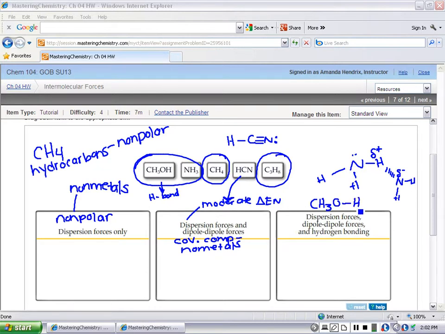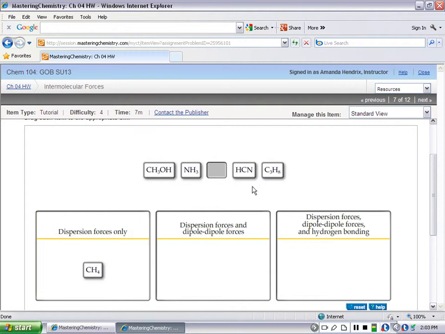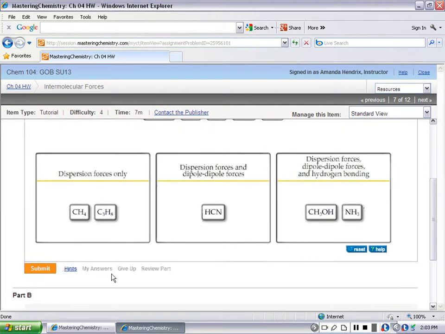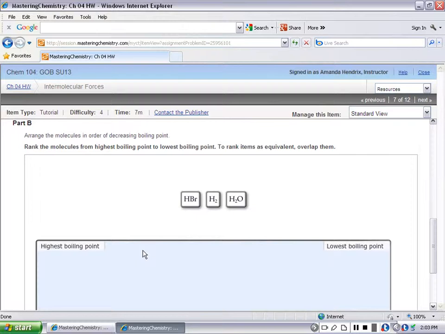Now if we go back here, we said that for dispersion only, we have our hydrocarbons. We had one dipole-dipole because that hydrogen is bonded to the carbon, not to the nitrogen. And then we have hydrogen bonding. And if we submit, we should get it correct.